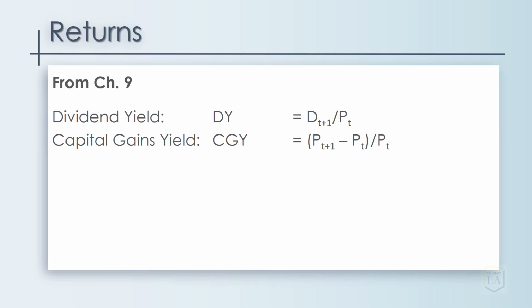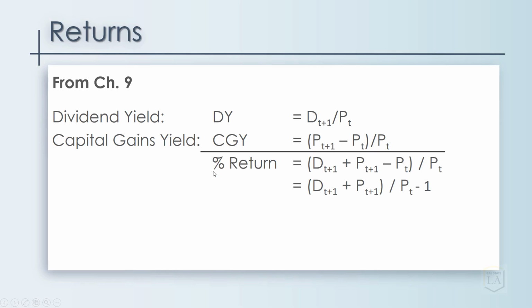From chapter 9, what we learned was that the dividend yield, DY, was the dividend 1 year ahead divided by the price. And then we had the capital gains yield as well, which was the capital gains, P sub T plus 1 minus P sub T, divided by P sub T. So that was the formula we learned before. And then by adding that together, we had the return or required rate of return, as we put it before in chapter 9, which is the same thing as the percentage return we are trying to measure in this chapter.